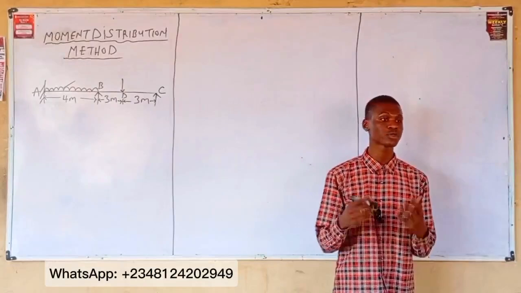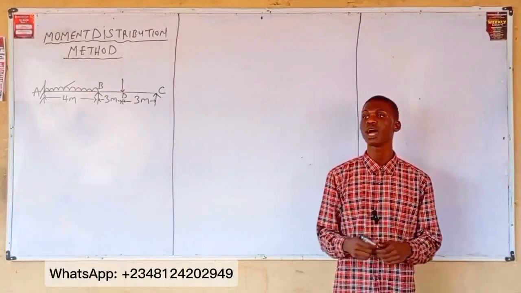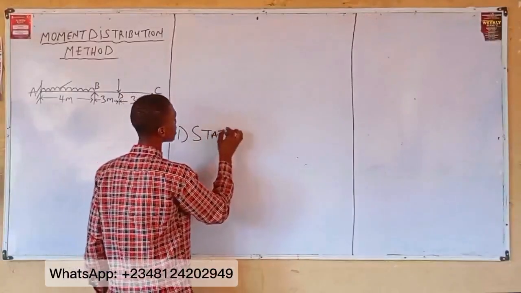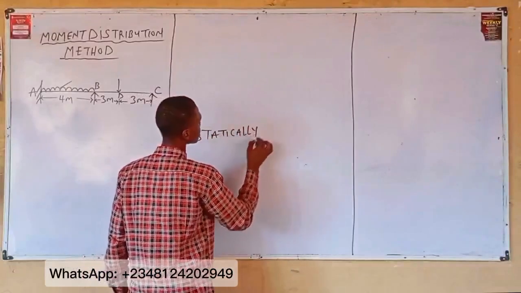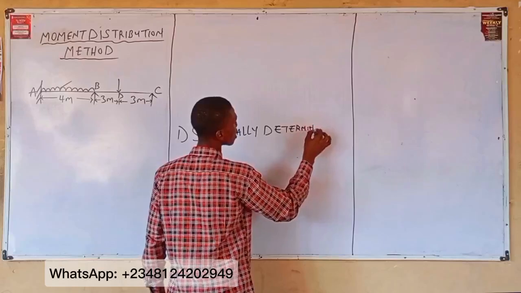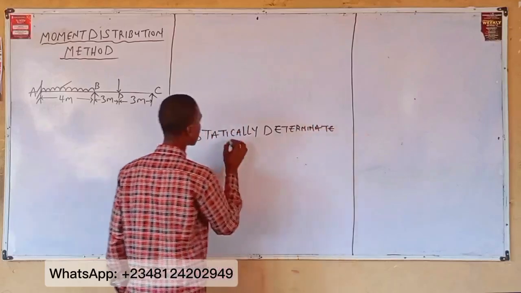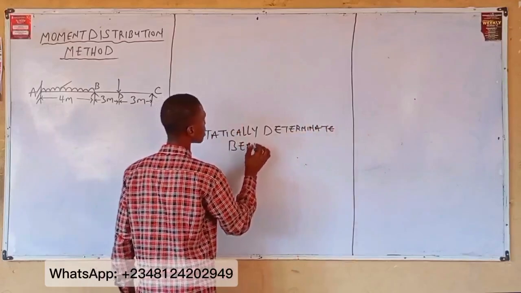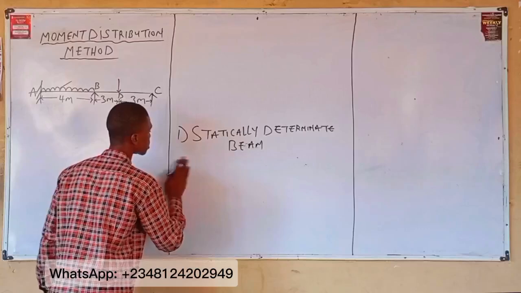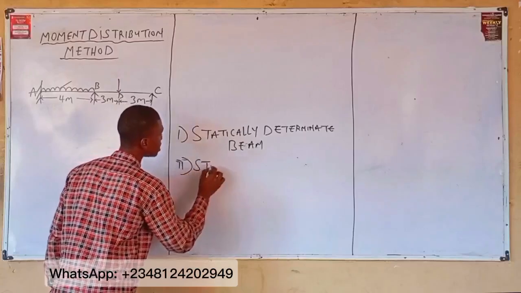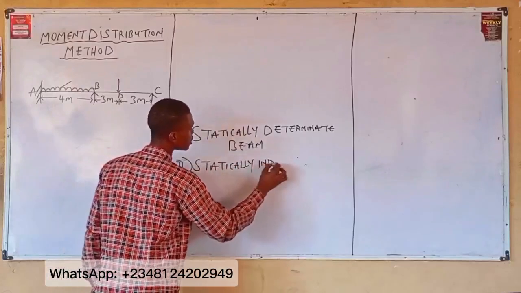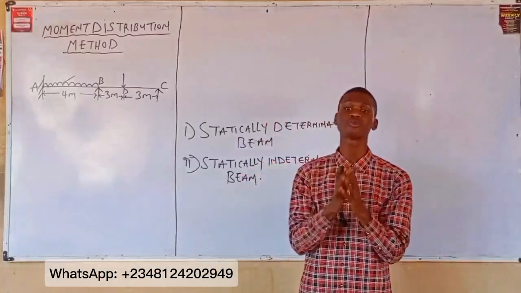Basically we have different types of beam, right? The first one is what? Statically determinate beam, and the second one is what? Statically indeterminate beam. From here we said that we want to look at moment distribution method, right?